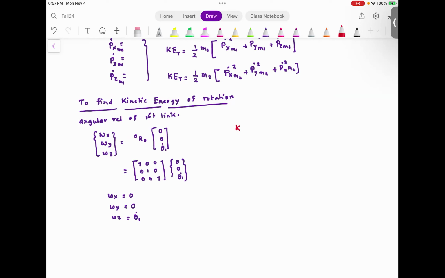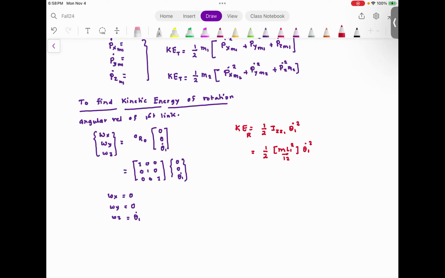Kinetic energy is 1/2 I ZZ of link 1 theta 1 dot square. Now I ZZ 1 is M L1 square by 12, so the kinetic energy is 1/2 times M L1 square by 12 times theta 1 dot square. So we found out the kinetic energy of rotation for the first link.